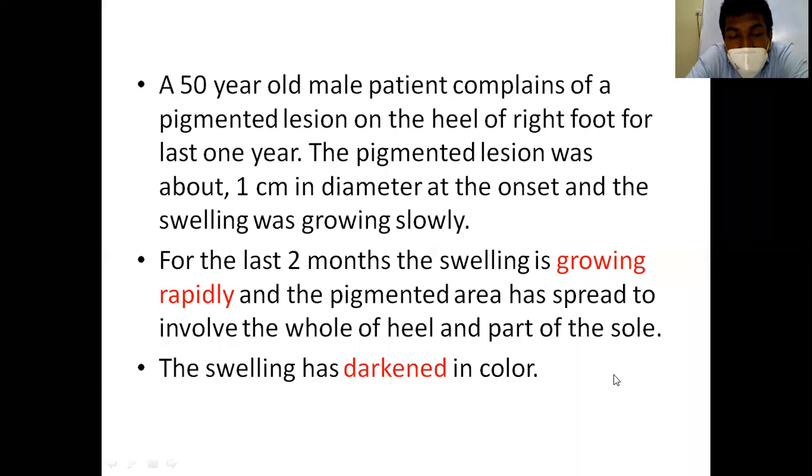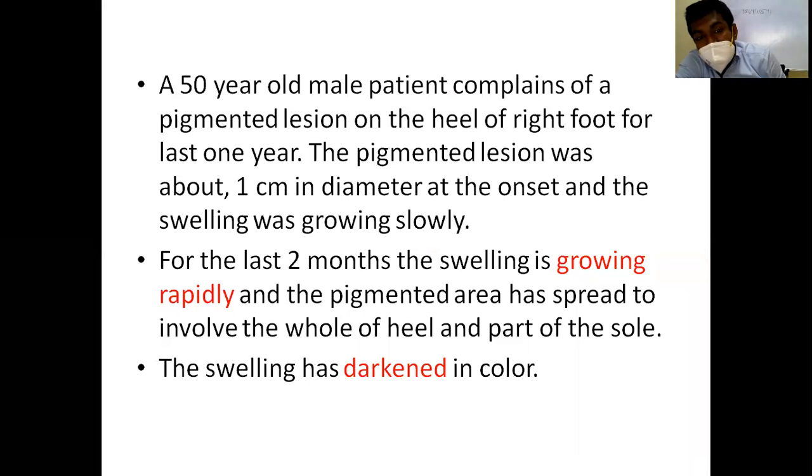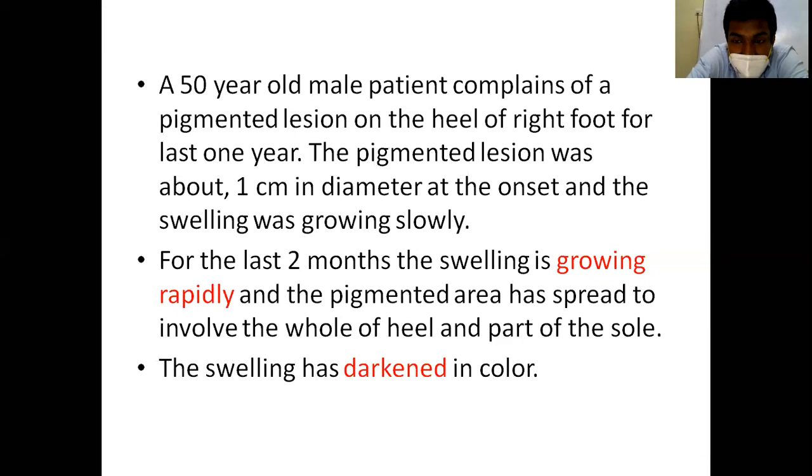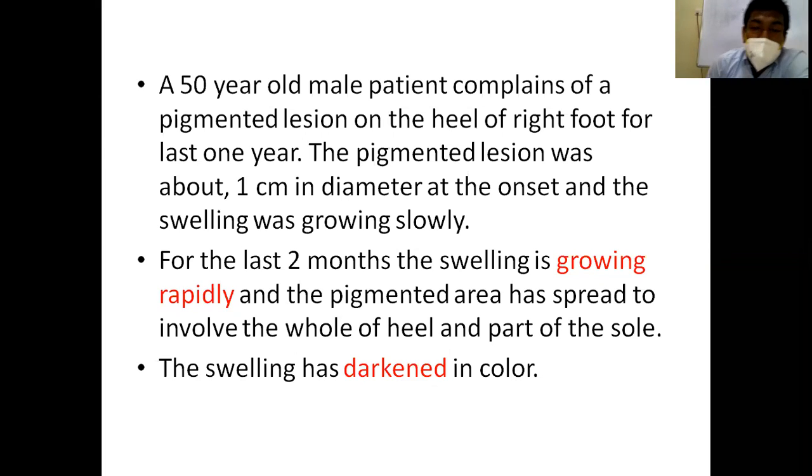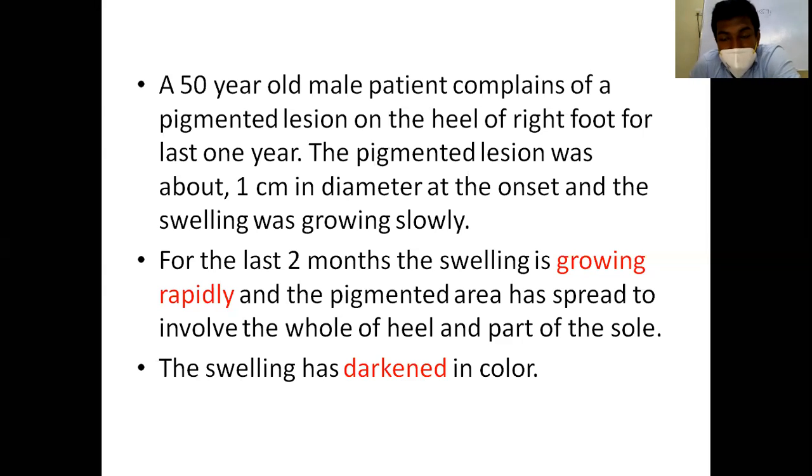So this is a 50-year-old male patient who complains of a pigmented lesion on the right heel for the last 1 year. The pigmentation was about 1 centimeter in diameter at the onset 1 year back, and it was slow growing. Now for the last 2 months, it was growing rapidly, and the pigmented area has also spread to involve the whole of the heel and a part of the sole also. And it has darkened in color. So going through this history, what are the significant points that the patient has given us to arrive at a diagnosis?